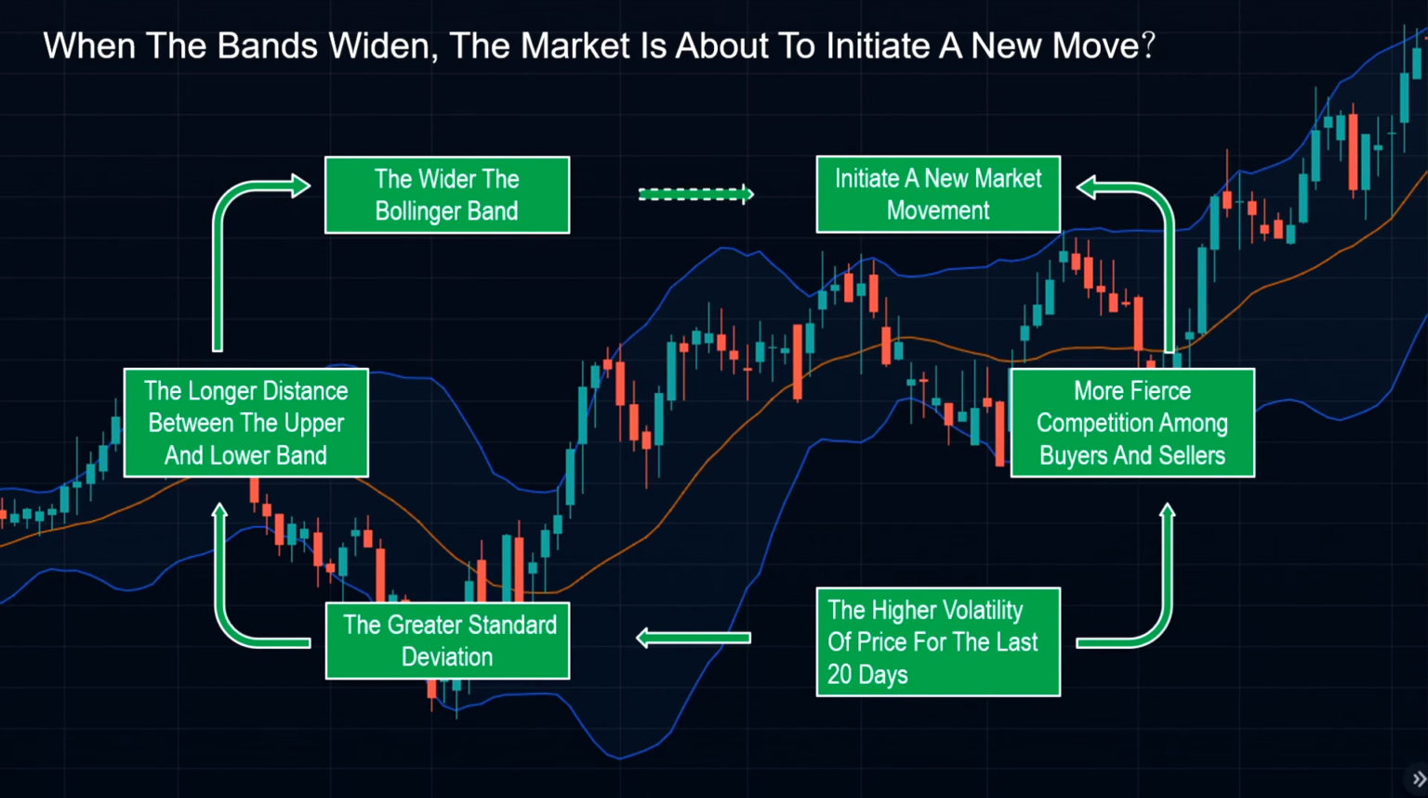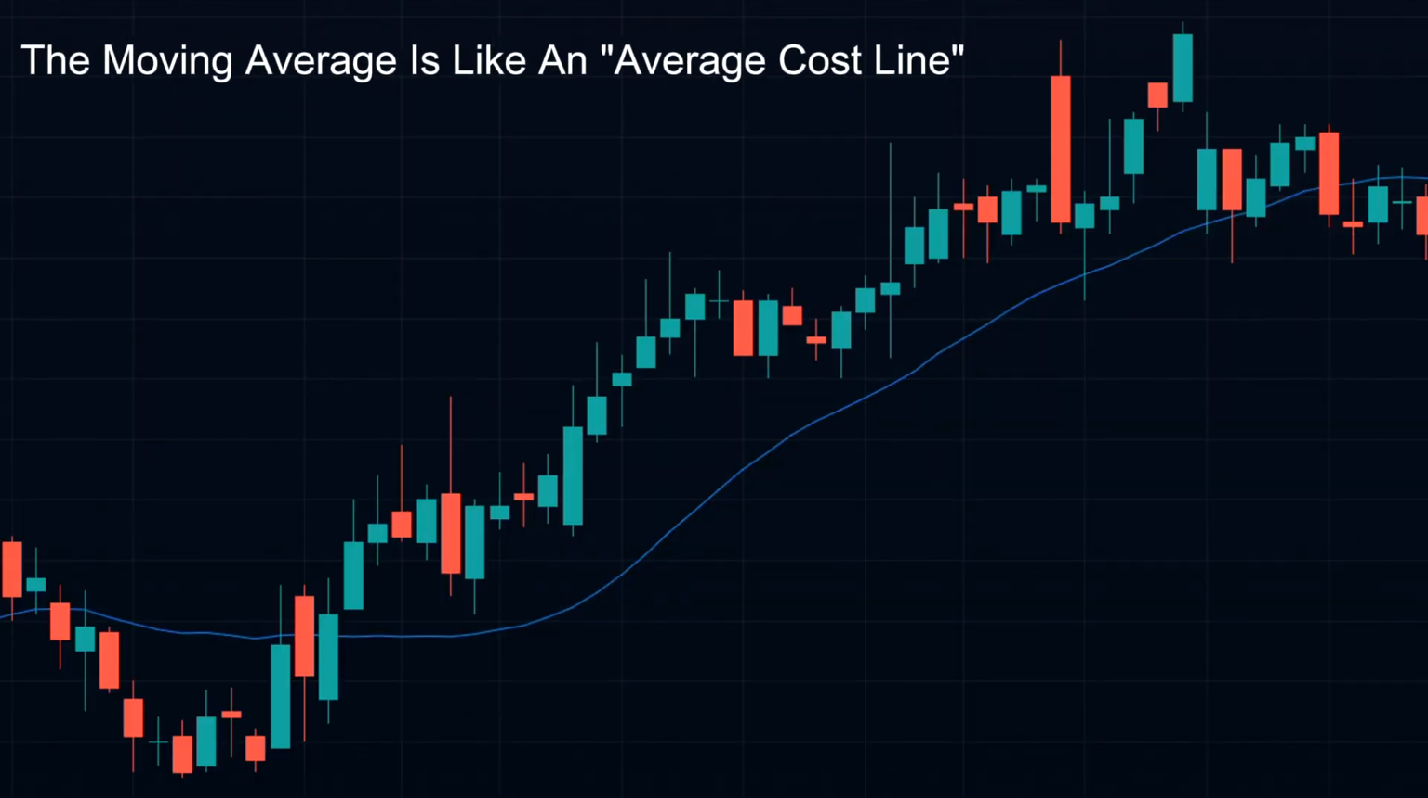When the band widens, how do we judge whether the market will move upward or downward? Just look at the middle band. The moving average is like an average cost line. Take the 20-day moving average as an example. It means the average buying cost for the last 20 days.